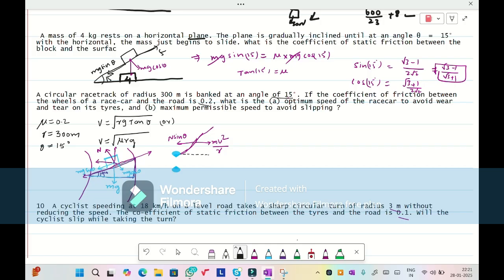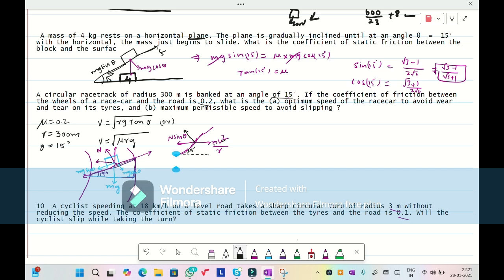and centripetal force are balanced. With this velocity it can take a sharp turn here. With this velocity, the centripetal force, meaning the centrifugal force, is equal to n sin theta.